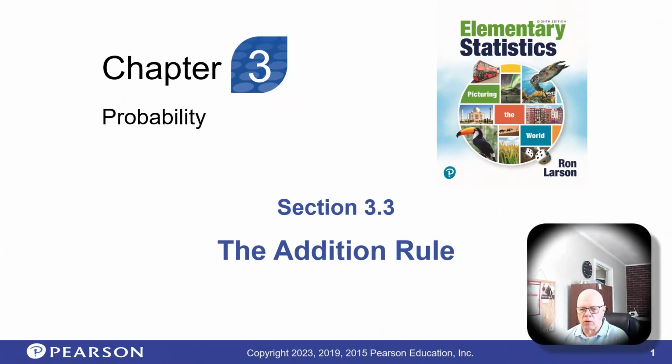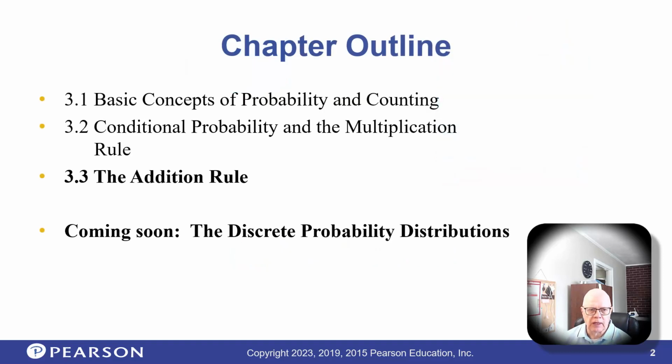Well, we're back. We're about ready to wrap up Chapter 3. Can you believe that? Probability. One more section: the addition rule. And we've talked about probability in simple terms. We've talked about counting, conditional probability, and the multiplication rule.